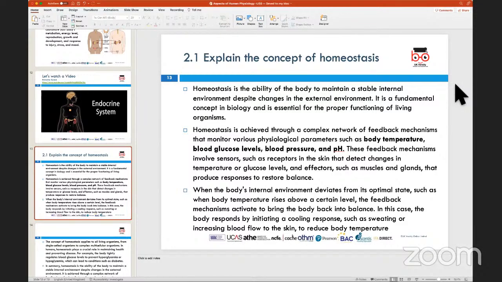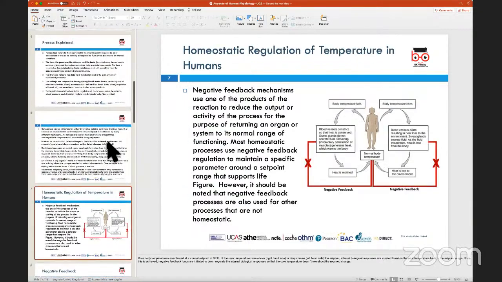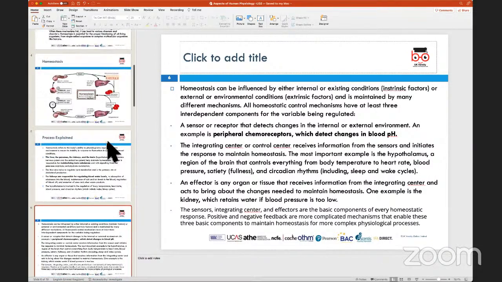Now, using one of the examples of either body temperature, blood glucose level, blood pressure, or pH levels in your blood, skin, whatever, you have to take an example to be able to explain this particular process. So in this case, what I would suggest is to refer to a handout which I put on Moodle, which is the homeostasis handout. And I have created some of these slides from that particular handout, and I've taken two examples.